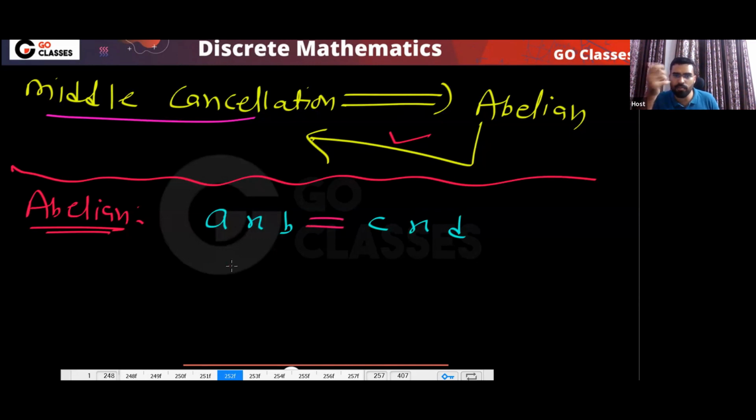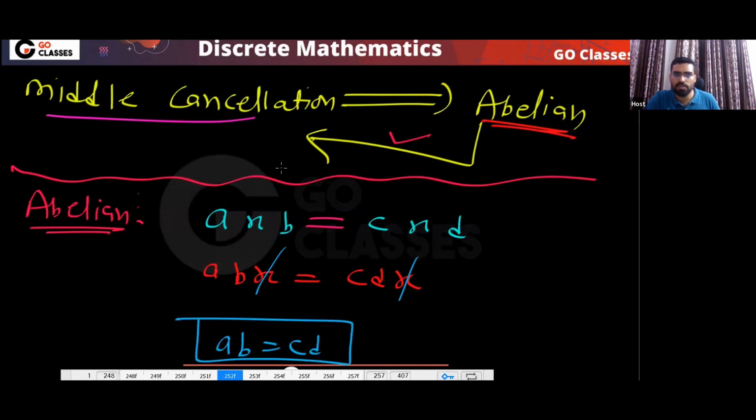By the commutative property, because this is abelian, I can write it ABX. By the commutative property, I can write it CDX. I can put them in place, and now I can do right cancellation. So AB equal to CD. So if you have abelian, then you can do middle cancellation.